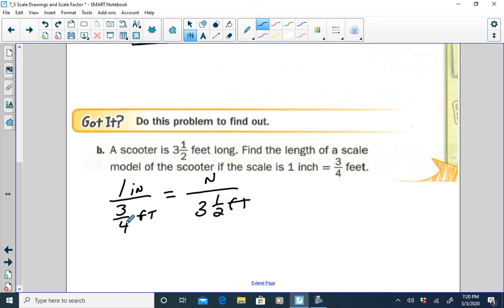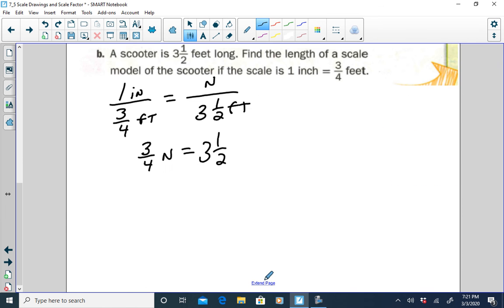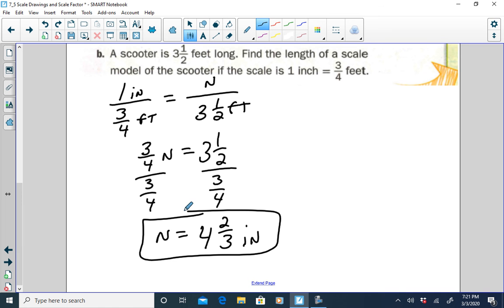We cross multiply and divide. 3/4 times n is going to be 3/4 n, and then we multiply 3.5 times 1. That's going to be 3.5. When we divide both sides by 3/4, n is going to be equal to, all right, I'm going to use a calculator for that, and I'm going to do 3.5 divided by 0.75. That's going to be 4 2/3. And those are going to be inches. All right, 4 2/3 inches would be the length of the scale model.